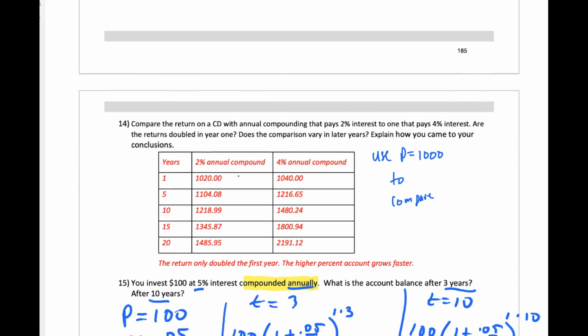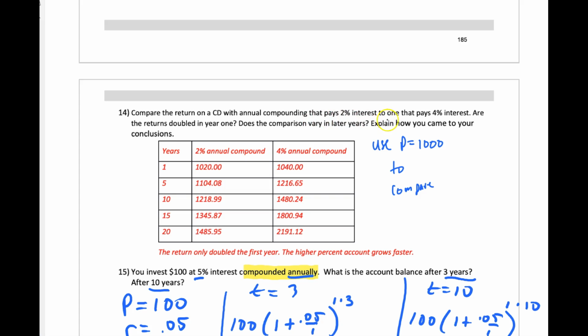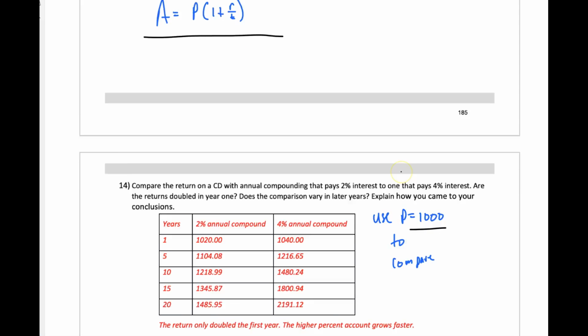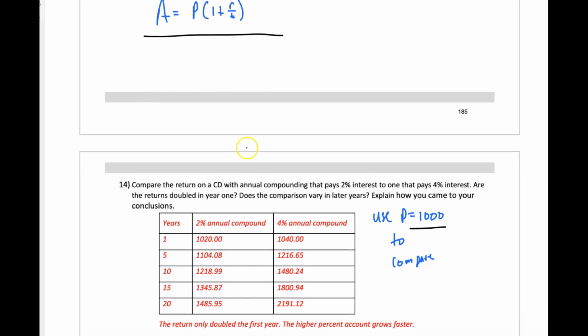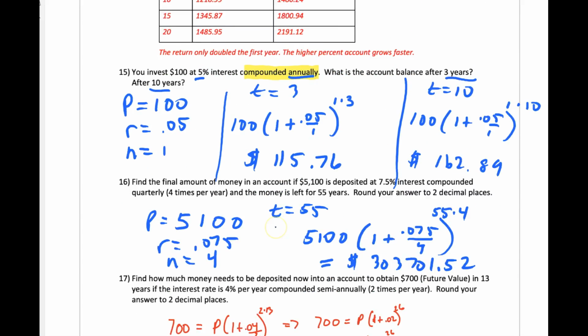So looking at another example here, let's say one account pays 2% and another pays 4%. Here's your 2%, comparing it to the 4%. We're using P equals 1,000 to compare them. And so we'd be using this equation here, but notice the difference. Again, this is annually compounded when we do that. So you can see how that grows compared to 2% and 4%.